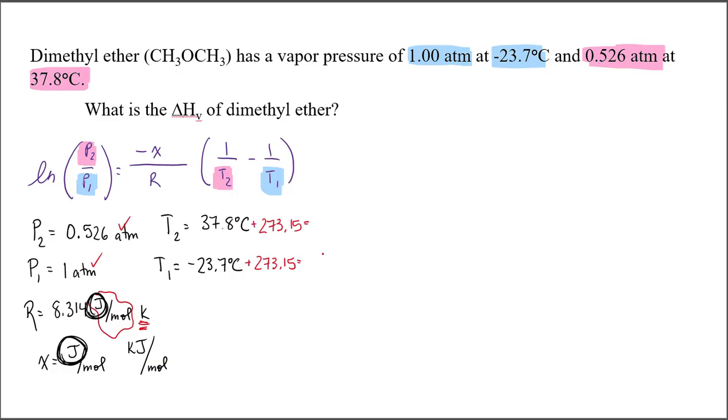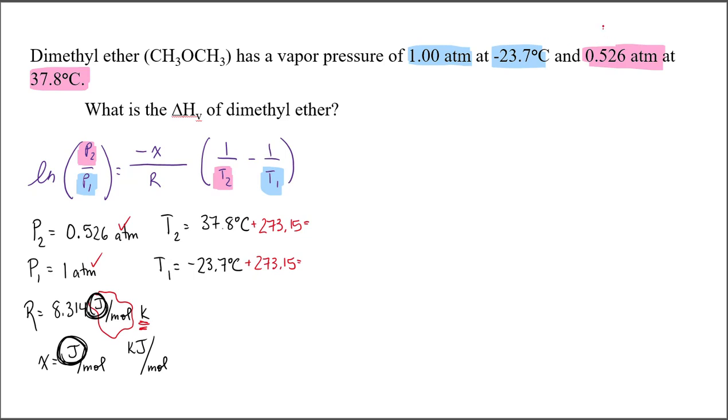37.8 plus 273.15 is 310.95. Oh no, something bad has happened. Oh no! I typoed this. Yeah, this makes no sense. I'm so sorry.